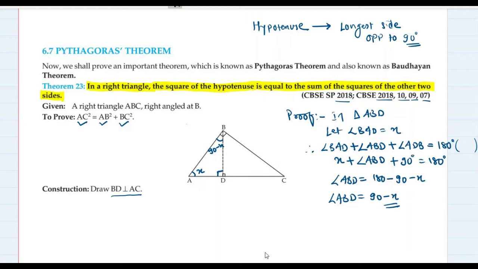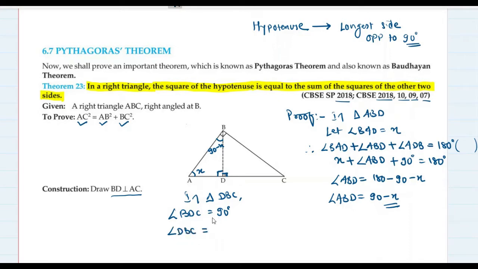What next? Next we can consider triangle DBC. In triangle DBC, angle BDC is equal to 90. This is 90. Why? BD is perpendicular to AC. Okay. Angle DBC.